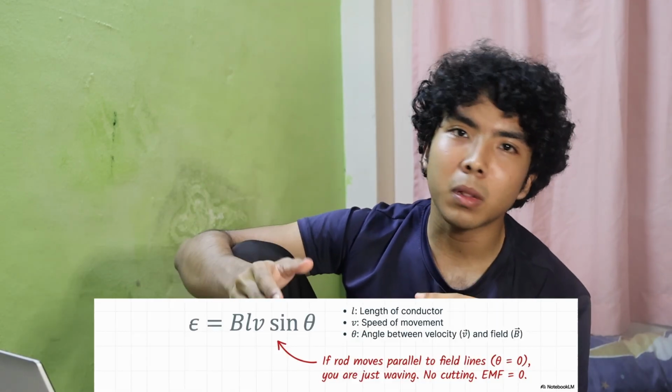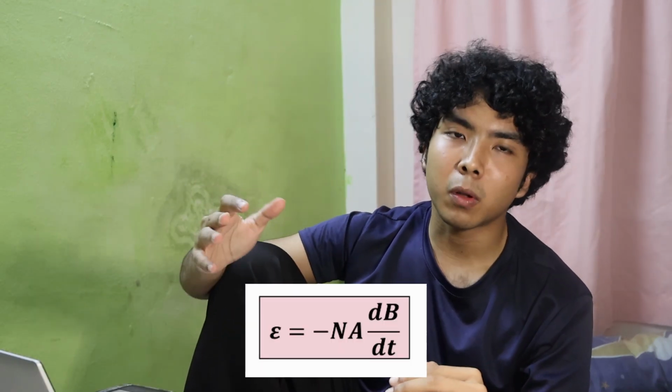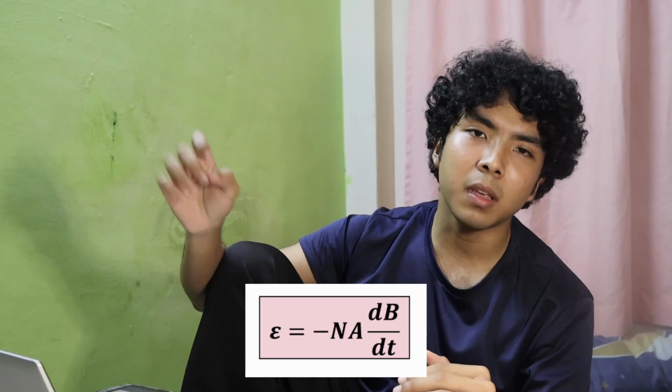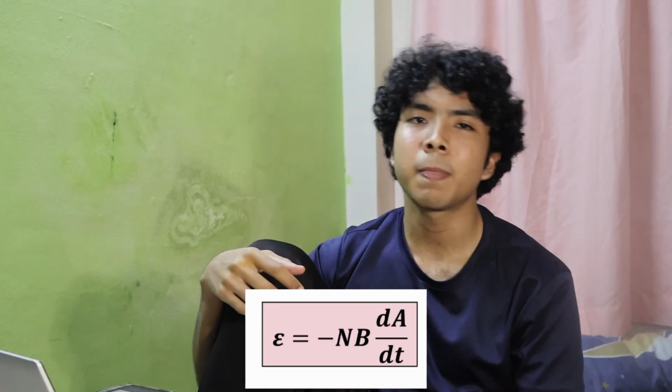Now, Uncle Ben will give you special recipe for EMF. For straight conductor, you cut magnetic field like cutting vegetable. Epsilon equals to BLV sine theta. For coil, if magnetic field change, epsilon equals to negative NA dB dt. If area change, epsilon equals to negative NB dA dt.